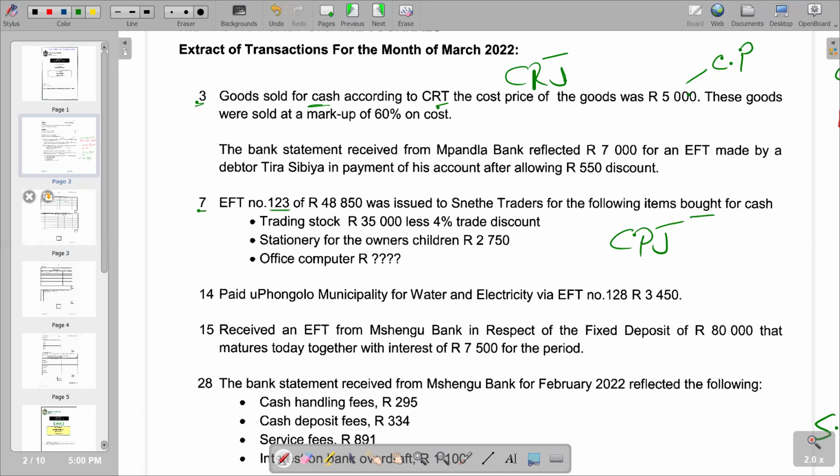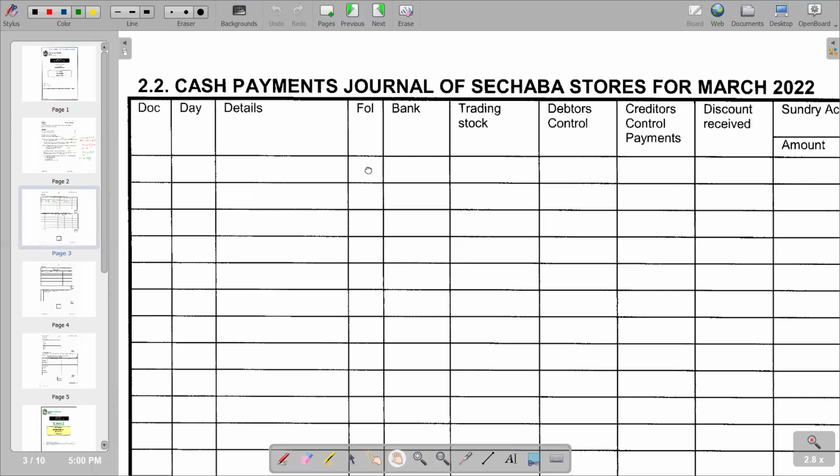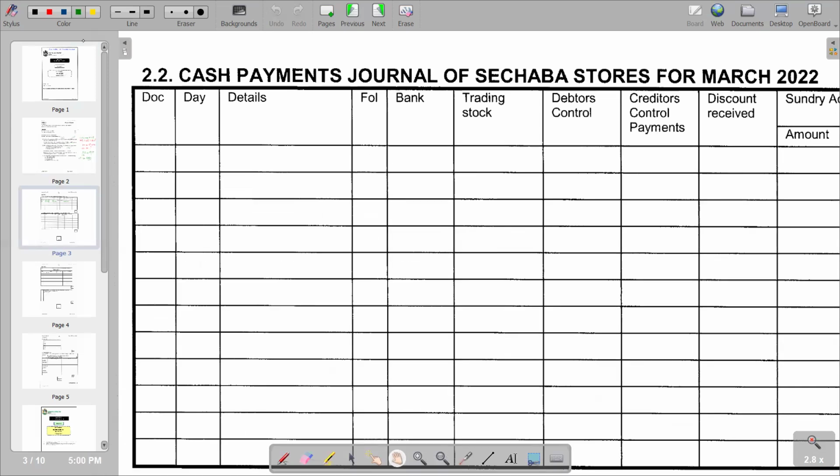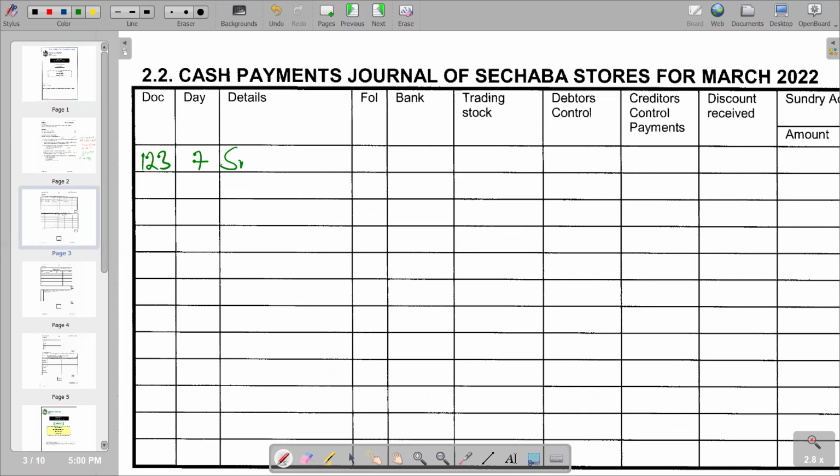So we can just start by entering those, whereby we are now in the cash payment journal. So this is our cash payment journal, and we are saying on documents, we have EFT number 123, and then on the day we have got 7. And then on details, obviously we refer back to find our details, and this was issued to Snete Traders. So we are going to put the name of this business, Snete Traders.